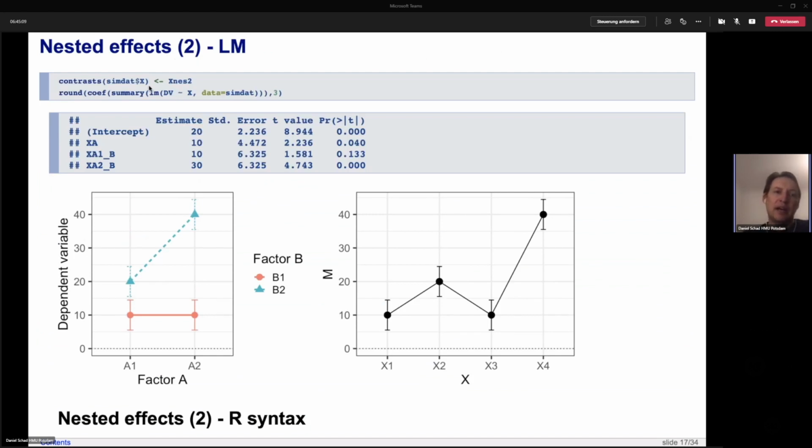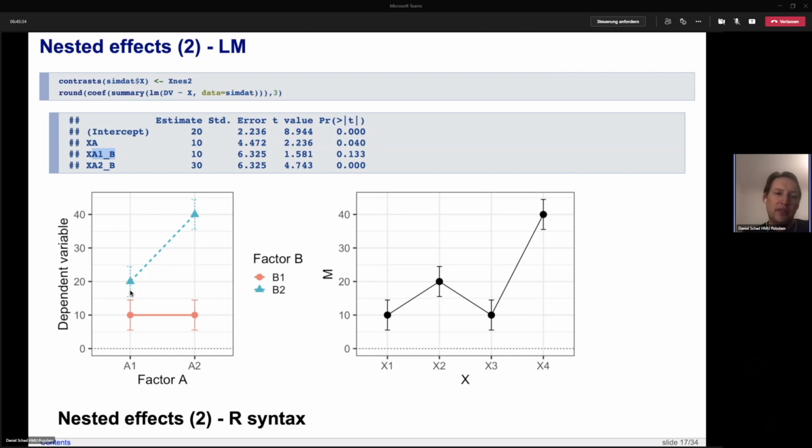And apply this to the factor, run the linear model, and what we can see now is the main effect. The main effect of A is 10. So let's see what the main effect of A should be. Here the average is 15. Here the average is 25. The difference is just 10. That's fine. So then we can test the effect of B within A1.